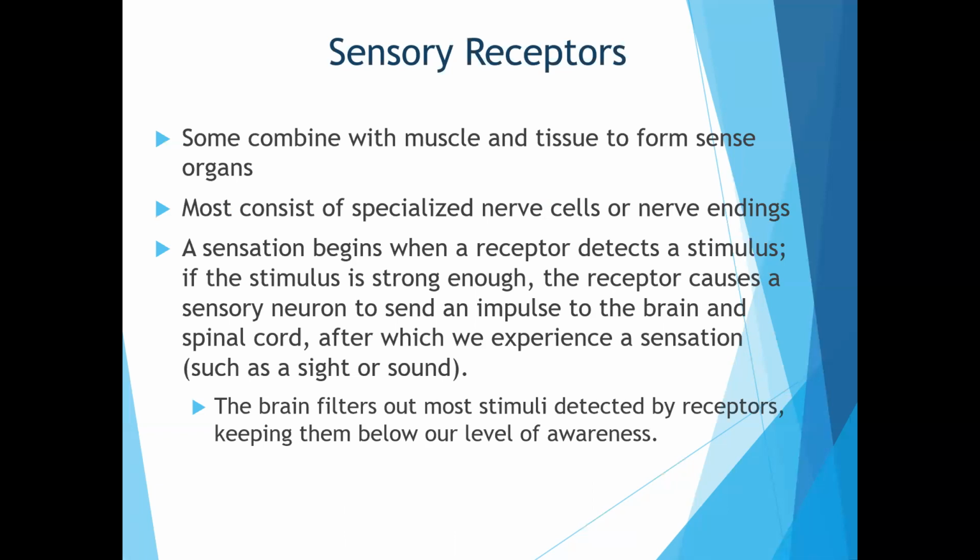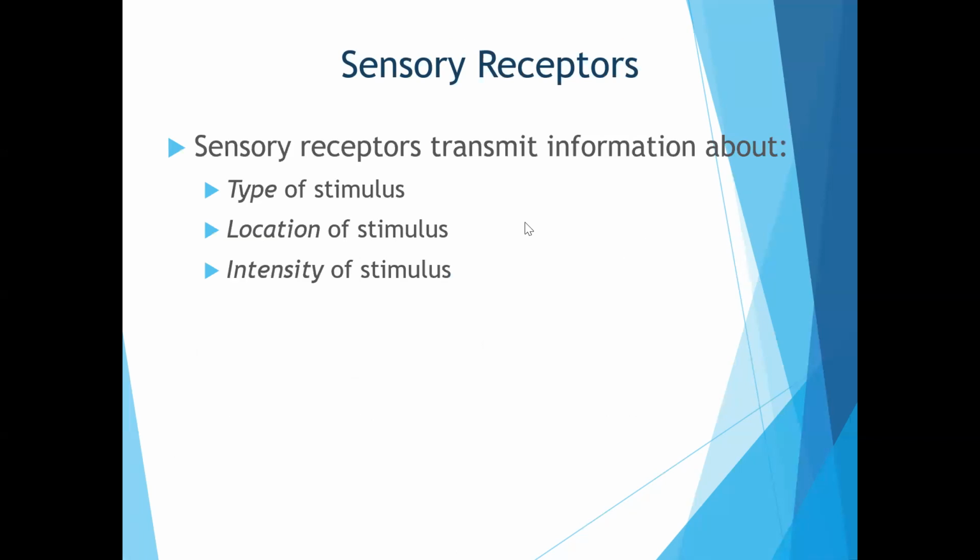The brain actually filters out a majority of the stimuli. If you think about it, we have a lot of stuff going on all the time. Imagine yourself on a busy city street. If your brain was going to try to interpret every single sound you heard, you would drive yourself nuts. So your sensory receptors and your brain decide to focus on the important sensations, and a lot of it gets filtered out because we don't need to think about it. It's unnecessary. Our sensory receptors transmit the type, location, and the intensity of the stimulus.